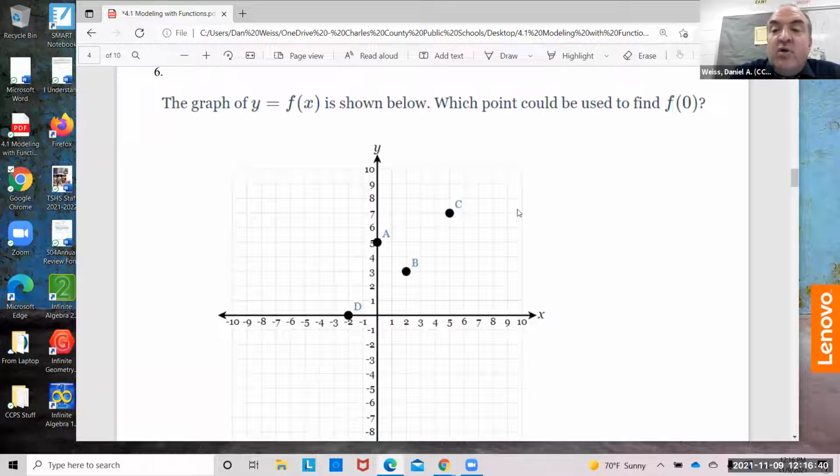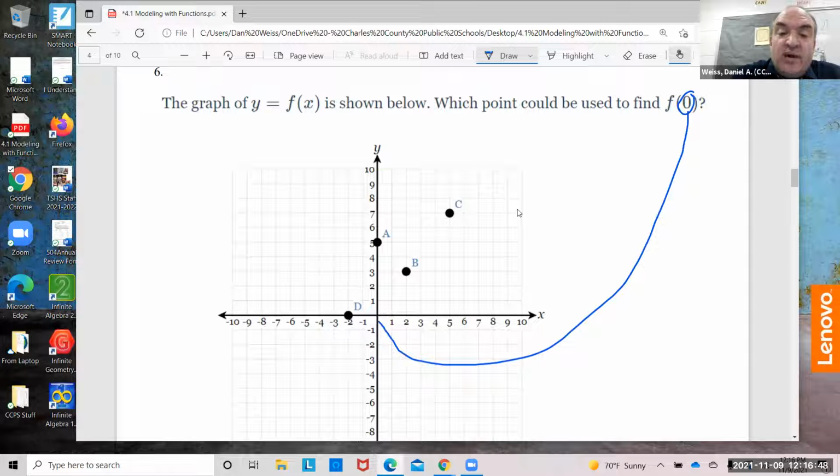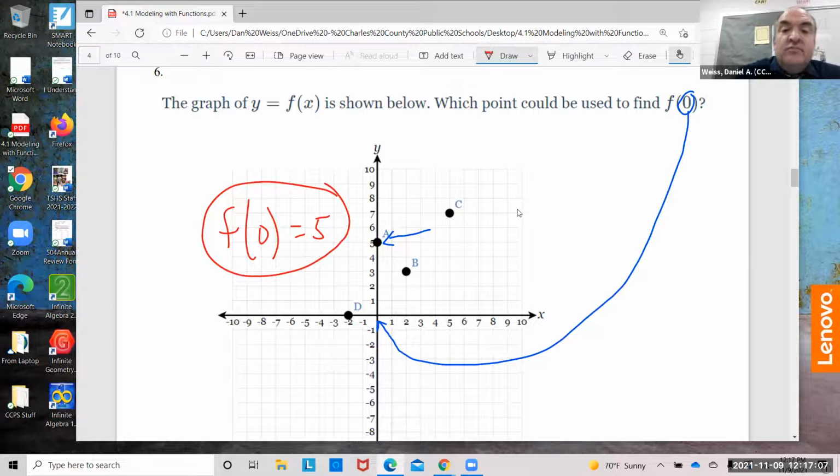What's f of 0 in this one? Okay. Once again, 0 on the x-axis, which is right on the line, right? So what's y when x is 0? Right there. F of 0 equals 5. Okay. Don't get confused with this here. This is f of negative 2. Okay, f of negative 2, right, is 0.